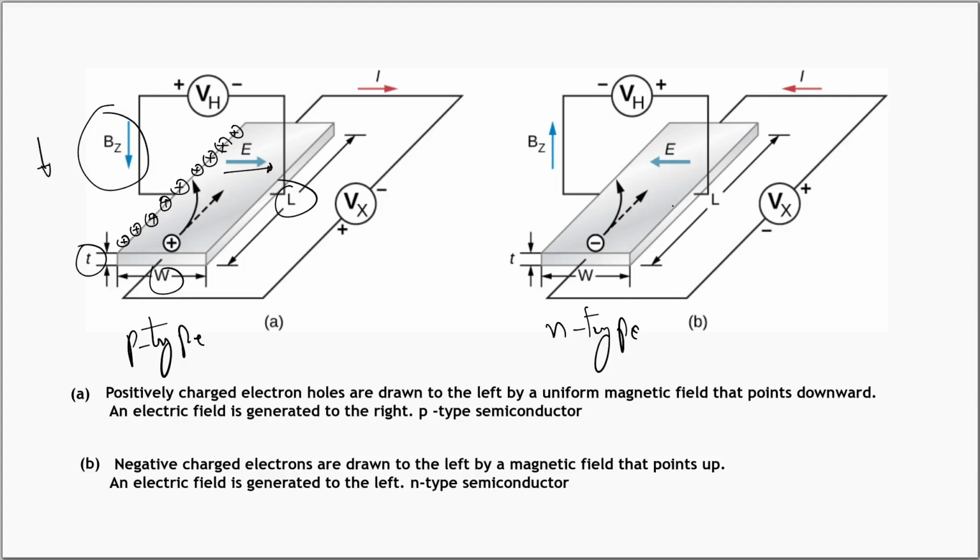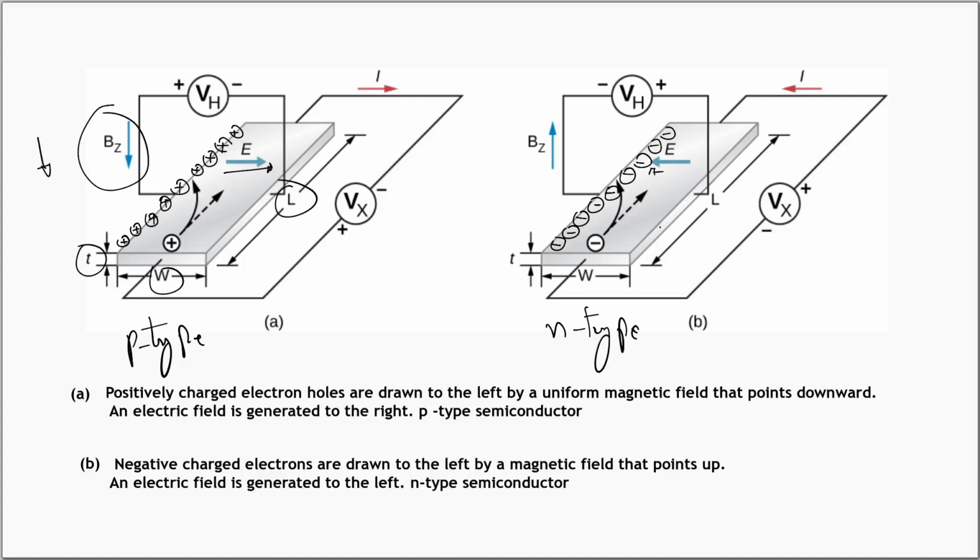Similarly, in the case of an n-type semiconductor, the majority charge carriers are electrons, and these electrons will be deflected to this edge, because here we have reversed the magnetic field direction. So there will be accumulation of charges on the edge of the sample, and because of these charges you will have an electric field in this direction. The electric field thus established is called the Hall field.